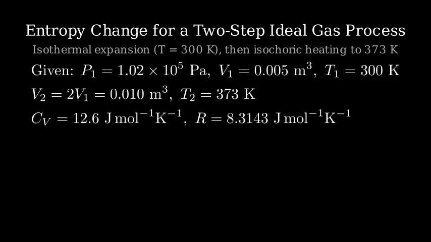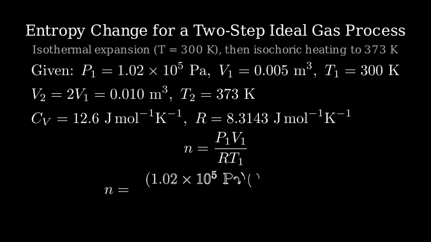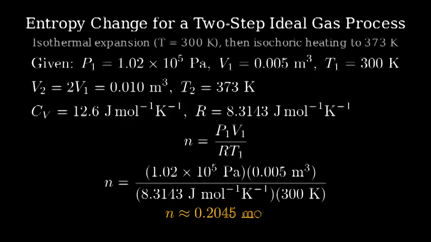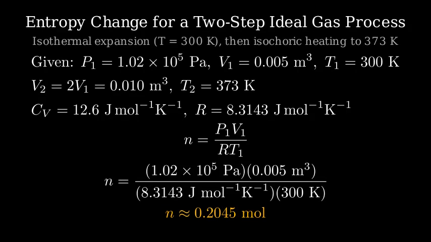First, we need the amount of substance. We get the number of moles from the ideal gas law at state 1. n equals P1 times V1 divided by R times T1. Substitute the numbers. Now compute the value to get approximately 0.2045 moles. Next, let's build a pressure-volume diagram to visualize the two steps.